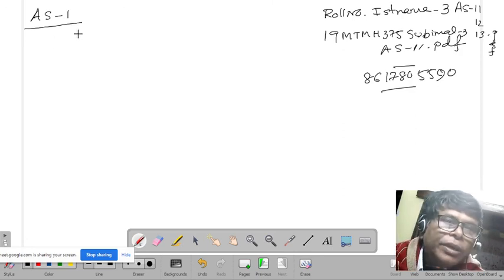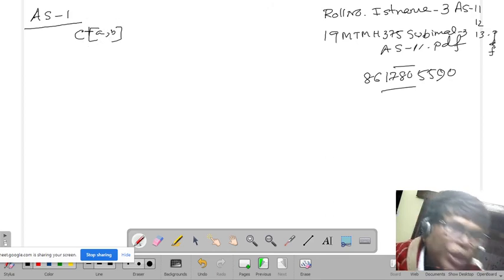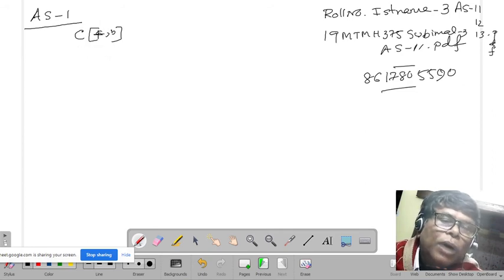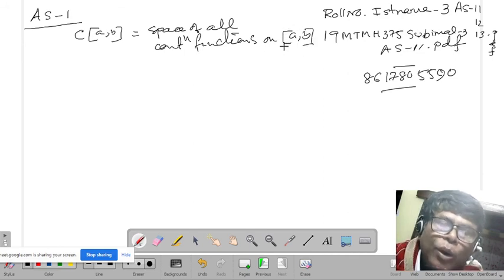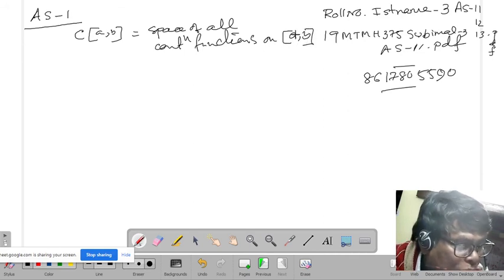I am just explaining, you see it. C[A,B] is the space of all continuous functions over A and B. It can be written as the space of all continuous functions on the interval [A,B], a closed interval.